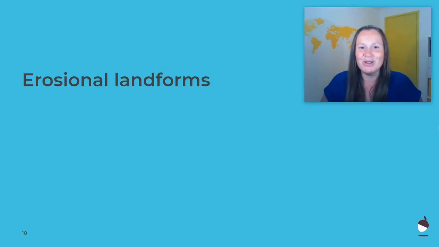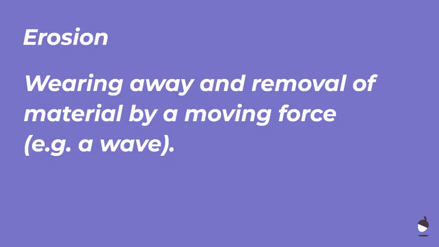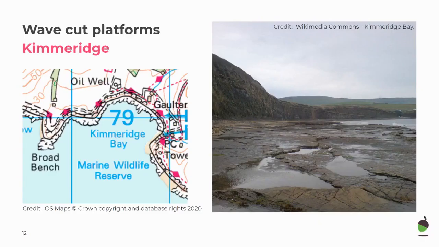First of all, we're going to focus on the Dorset coast erosional landforms. To recap on what erosion is, it is the wearing away and removal of material by a moving force. And in our example with coasts, we're talking about waves. If you can't remember that, just pause the video now and get that jotted down for me, please. Let's meet our first landform.